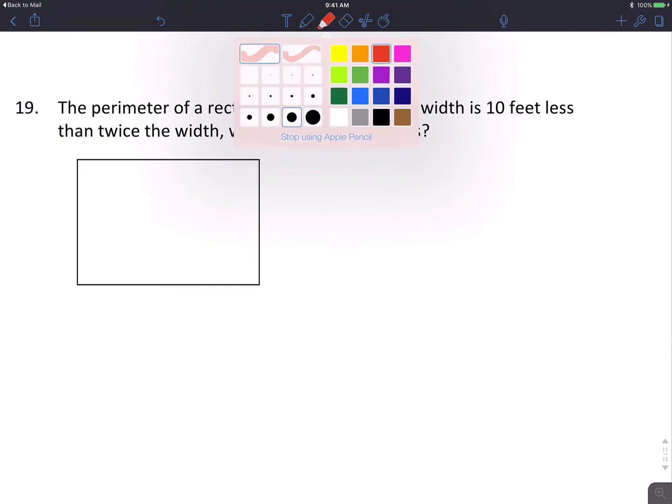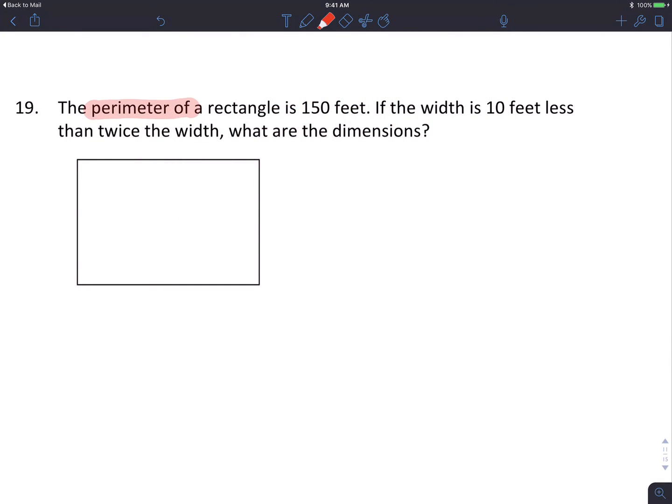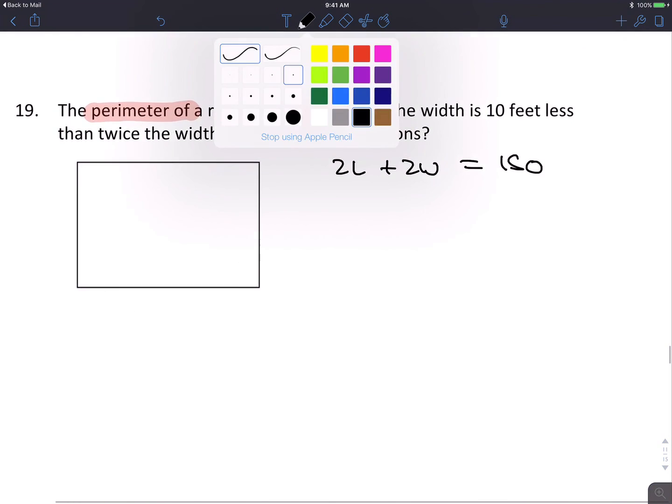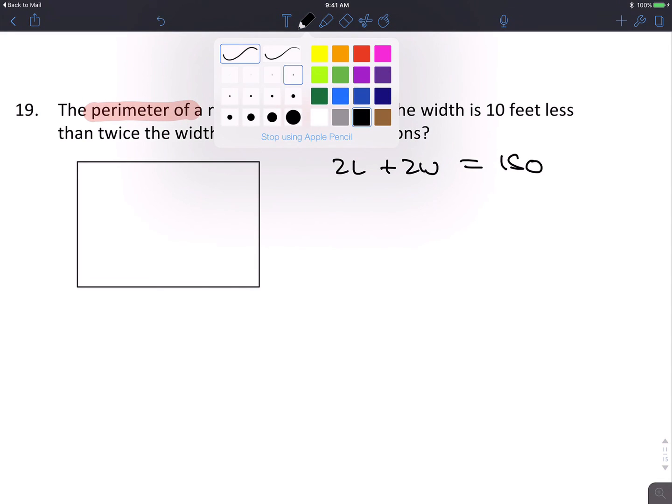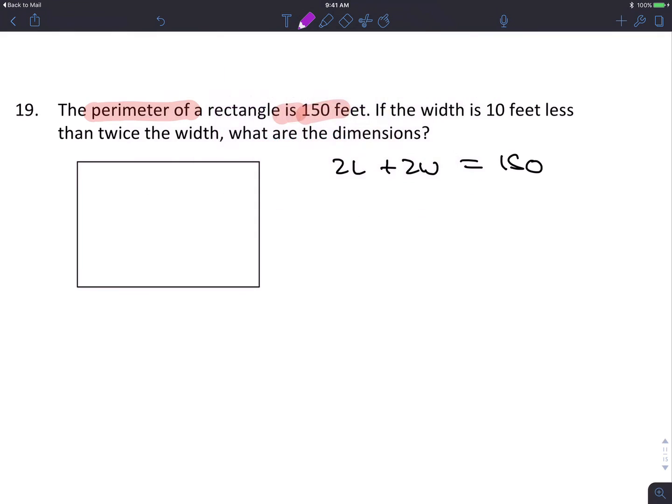Now we're getting pretty good at this. We're going to say the perimeter is 150. So let's be a little bit more efficient. 2L plus 2W is 150. Okay, let's label these things. Let's put it over here. W for width.